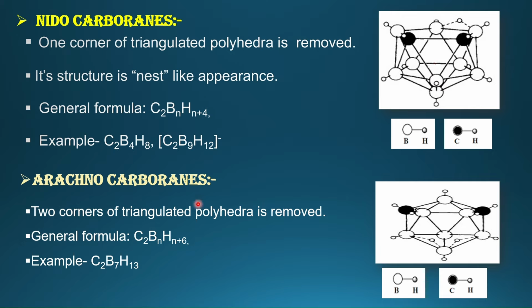Then arachno-carboranes, in which two corners of the triangulated polyhedron are removed. This is one corner and another corner removed. The general formula is C2BnHn+6. Example: C2B7H13. The other two types of carboranes are hypho-carboranes and conjuncto-carboranes.